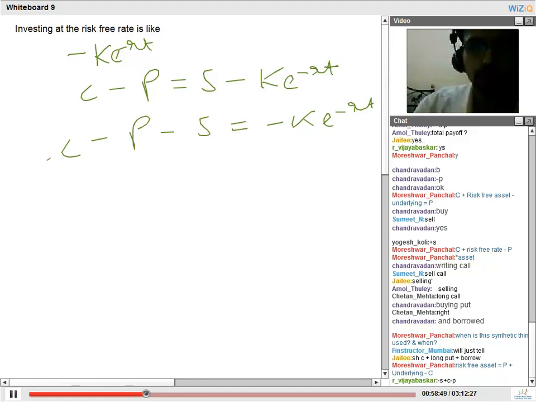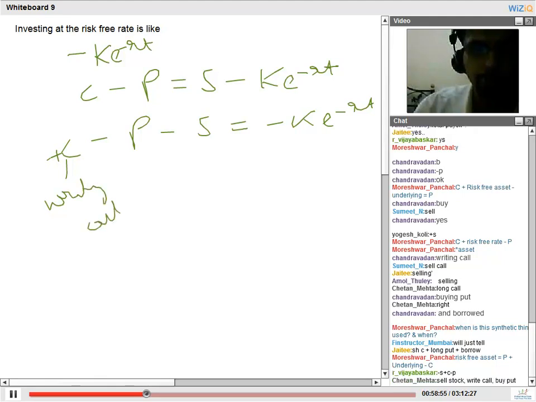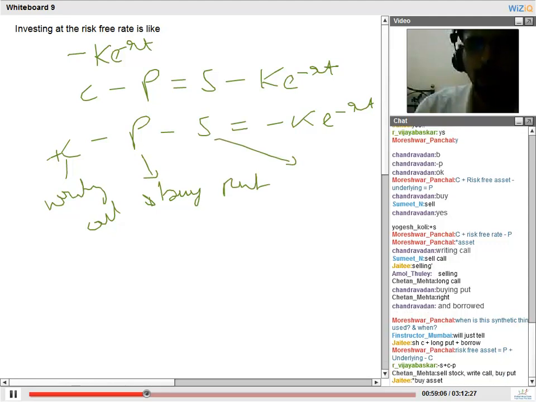So plus C is again like writing a call, minus P is like buying a put, and minus S is like buying the stock.